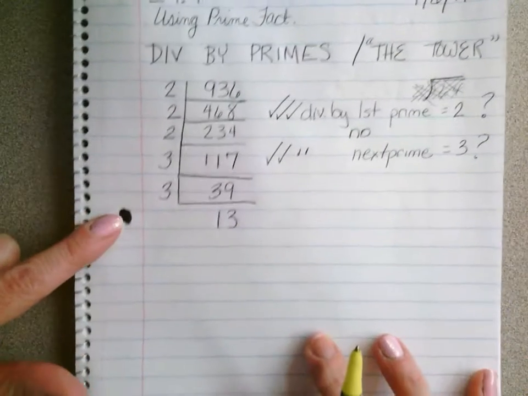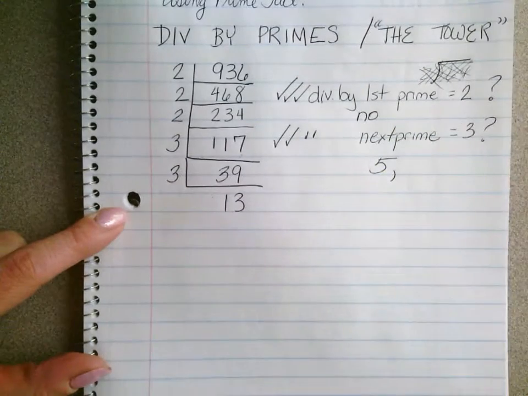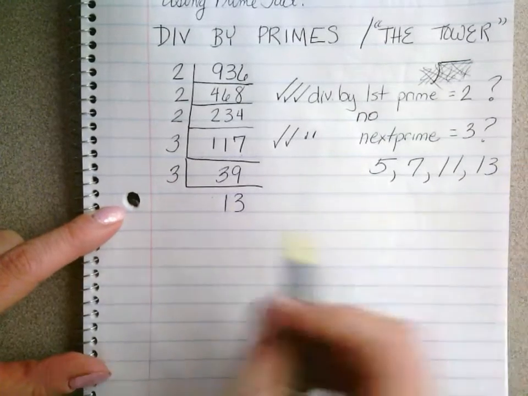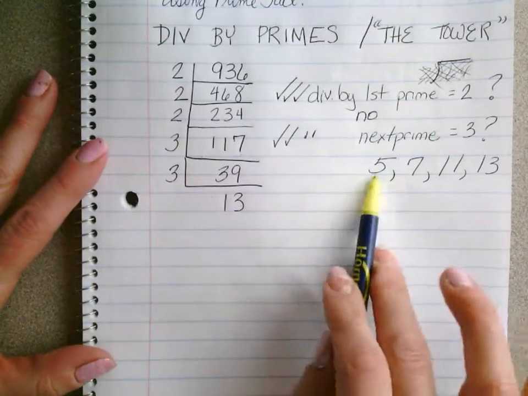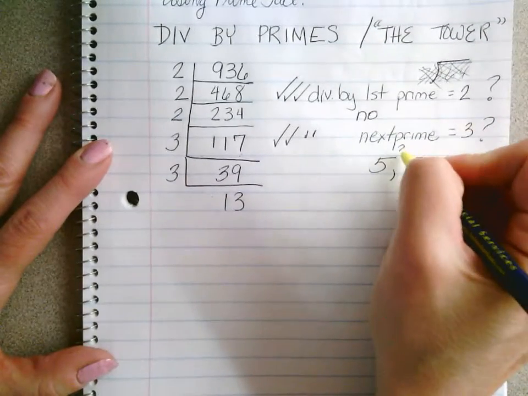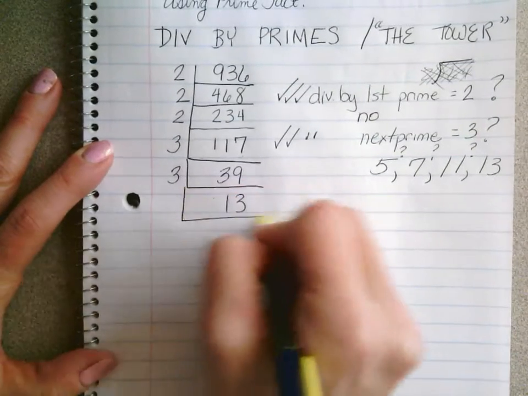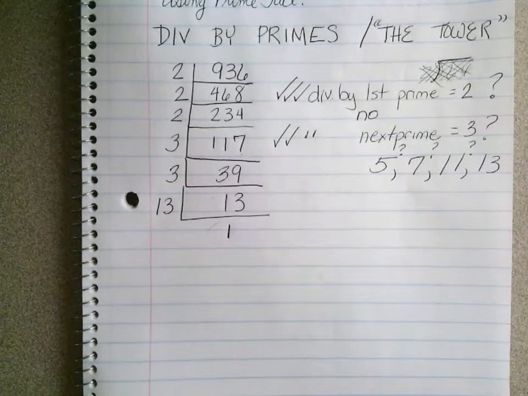Is it still divisible by 3? No. Next prime is a 5. Is it? No. 7, is it? No. 11, is it? No. 13, yes. You could have already jumped there. I know most of you would have, but I'm just showing you the process. Ask yourself about each prime. 13, yes. And once the quotient at the bottom of your tower is a 1, you have now found the prime factorization of the number in question.